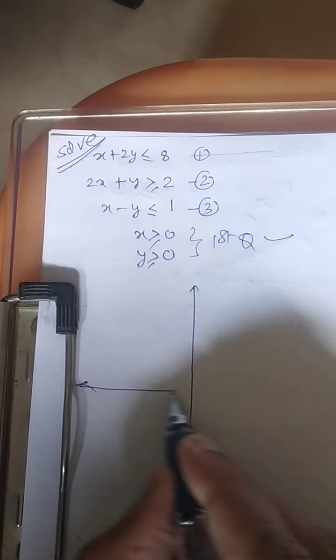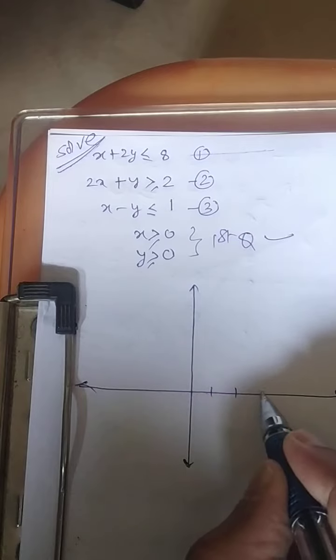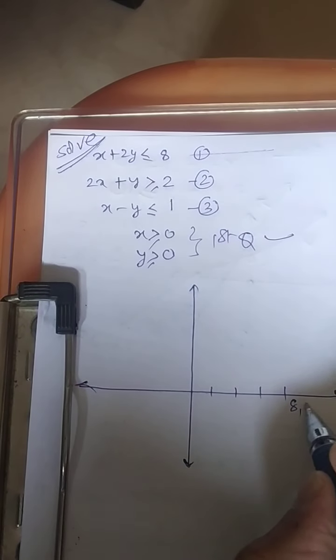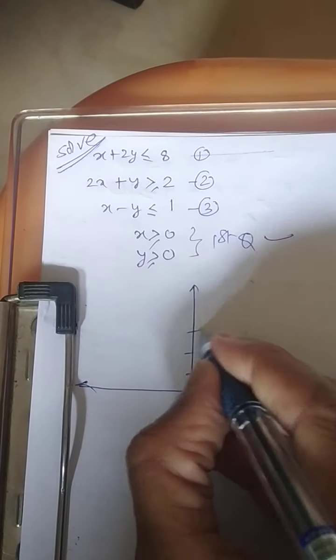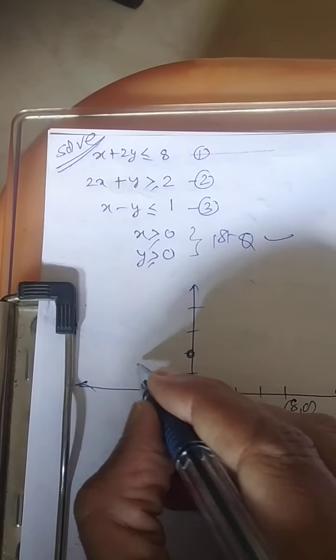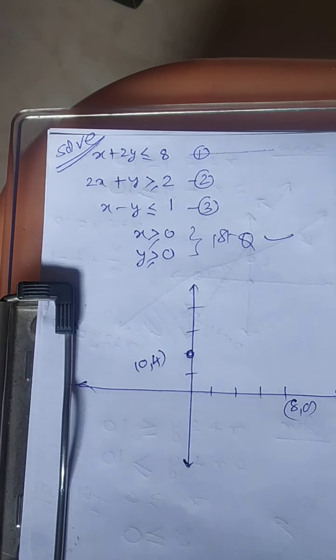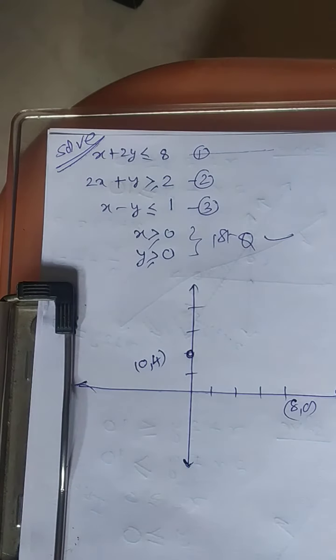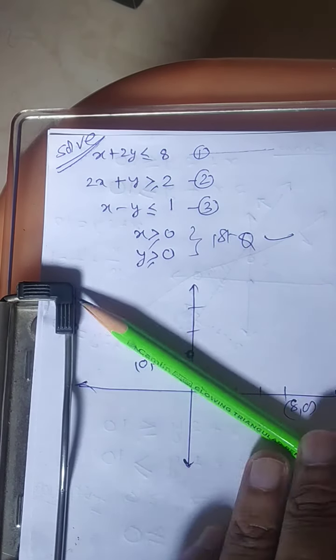First, equation number 1. X intercept is 8: 2, 4, 6, 8. It is (8, 0). Y intercept is 4: 2, 4, 6, 8. Y intercept is 4, (0, 4). So the line is passing through the given two points. X intercept is 8 and y intercept is equal to 4. Now this is the line.